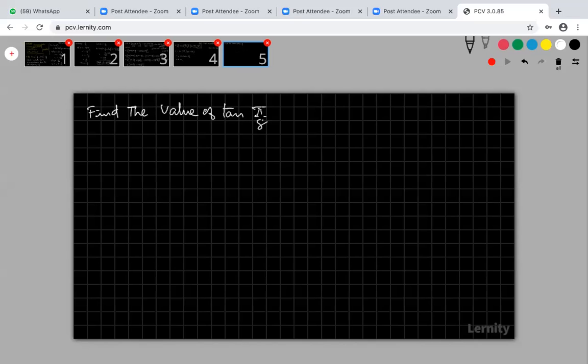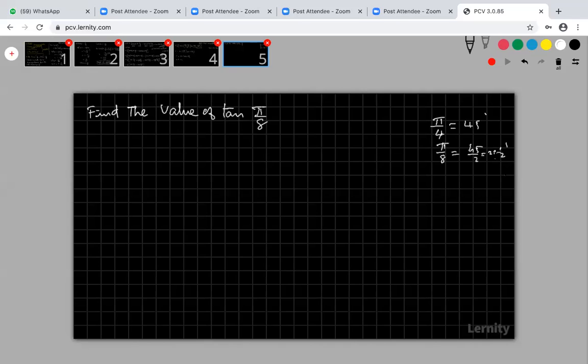I don't know the value of tan 22.5, but I know the value of tan 45. My pi by 8 is, what is my pi by 4? My pi by 4 is 45 degree. So divide both the sides by 2. So here 45 by 2 is 22.5 degree.